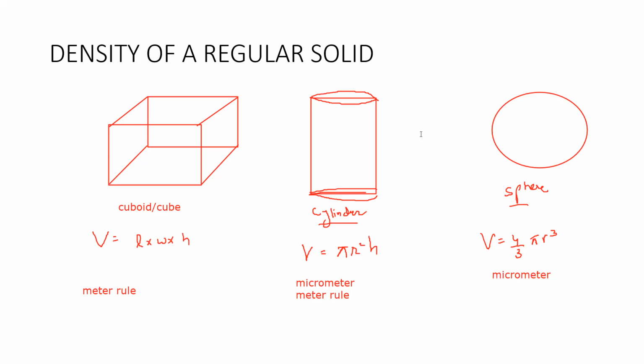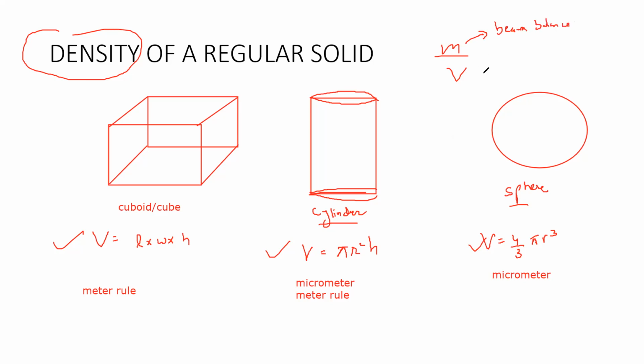But how to get the density? Because the density is mass divided by volume. This is what we discussed, the volume. We'll get the volume of these objects. But how to get the mass? There are two ways to get the mass. One is directly by a balance, a beam balance. So using a beam balance, I can directly get the mass.